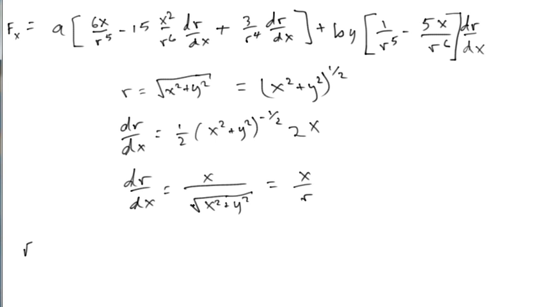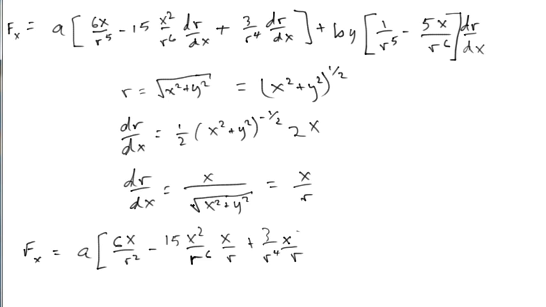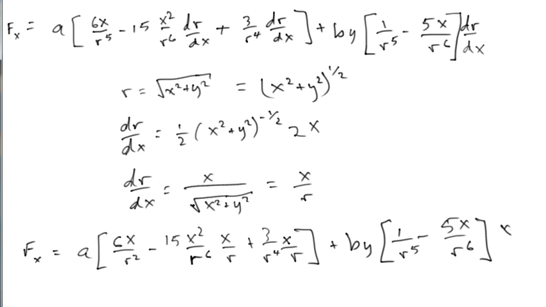It makes fx be a times 6x over r squared minus 15x squared over r to the 6 times x over r plus 3 over r to the 4th times x over r plus by times 1 over r to the 5th minus 5x over r to the 6th times x over r.